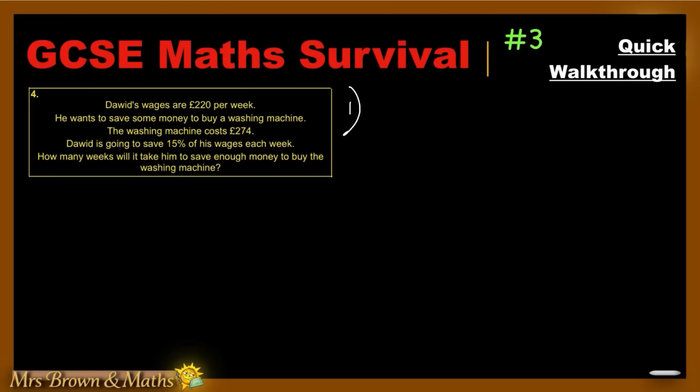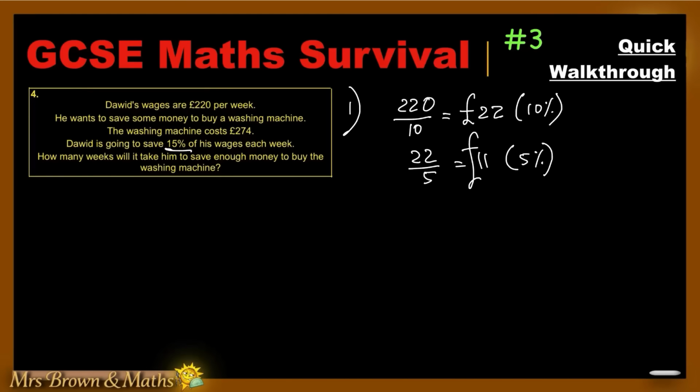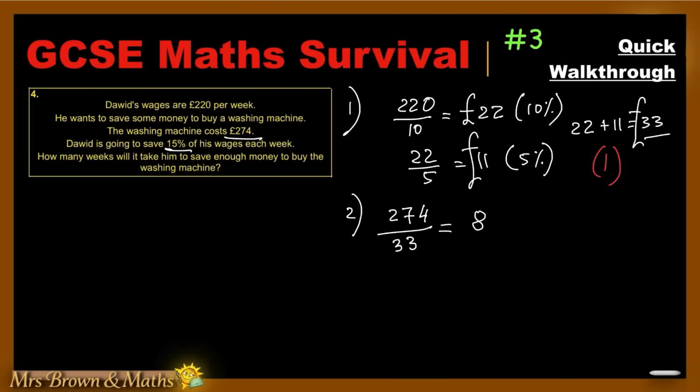Question 4. David saves 15% of 220 pounds each week. 10% is 22 pounds and 5% is 11 pounds. So 15% will be 33 pounds. Now do 274 divided by 33. That is 8, remainder 10. So obviously 8 weeks is not enough. He needs 9 weeks. 3 exam marks.